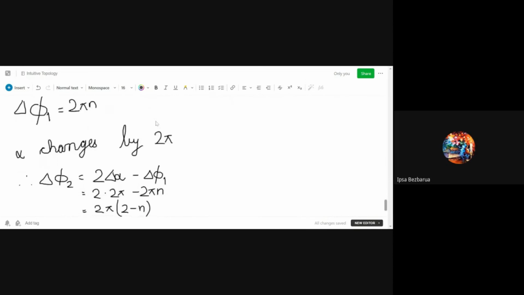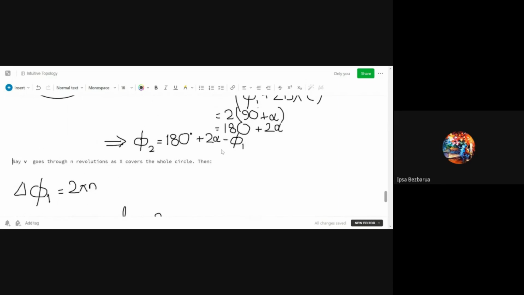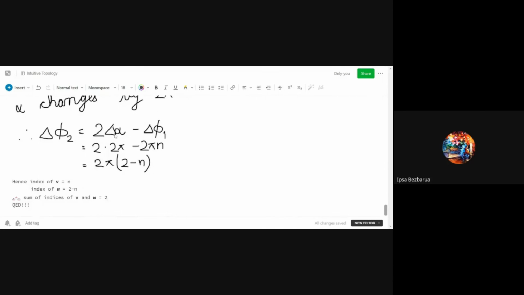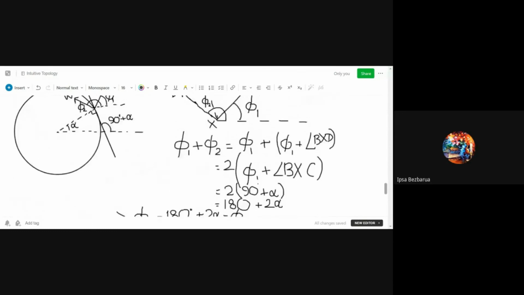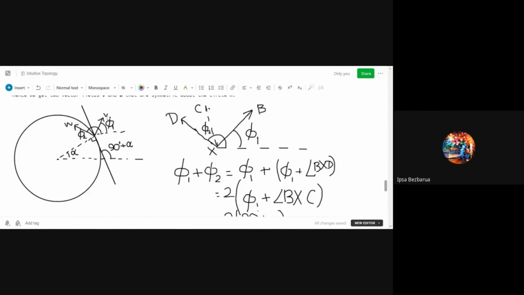So delta of phi2 is going to be equal to twice delta of alpha minus delta of phi1. That is 2 times twice pi minus twice pi times n, which is twice pi times (2 minus n). Now this twice pi component of the change of the angle corresponds to 1 revolution each. And hence 2 minus n gives me the index of the vector field corresponding to phi2, which is W. W corresponds to phi2, V corresponds to phi1.